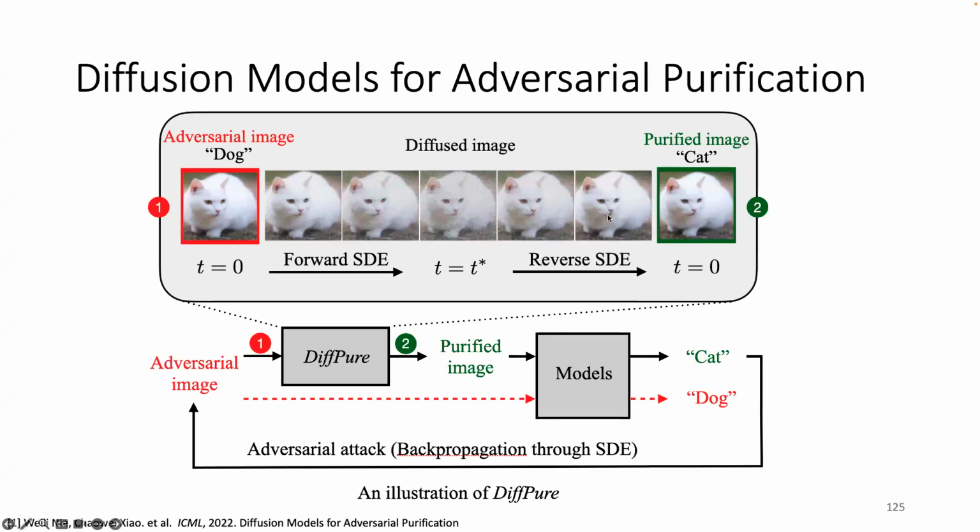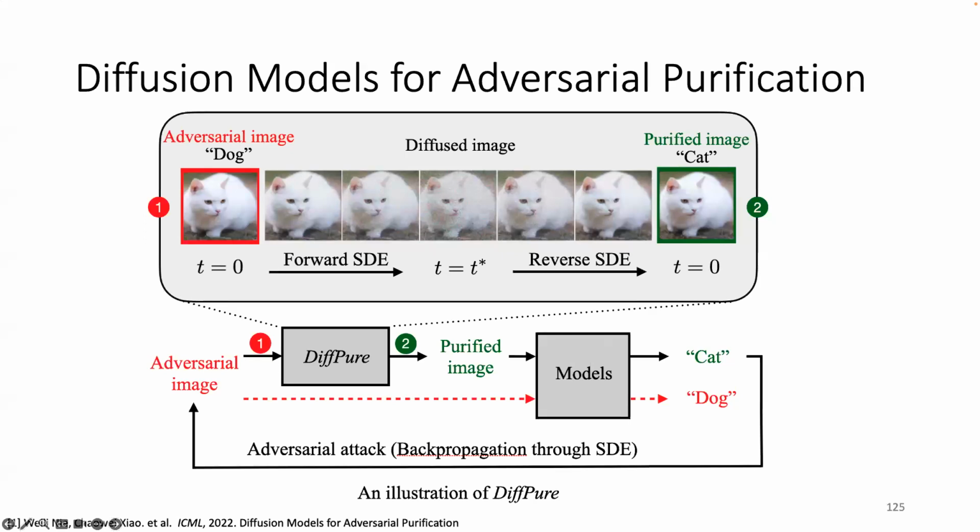Then we feed these purified images into the downstream model. So this is our pipeline. First, given the images, we feed them into the diffusion model, where t is a time step. First, we do the forward step by adding noise, and second, we feed it into the reverse process to remove the noise, and then we get the purified image. Then we feed the purified images to the downstream models, and we can get the correct predictions.